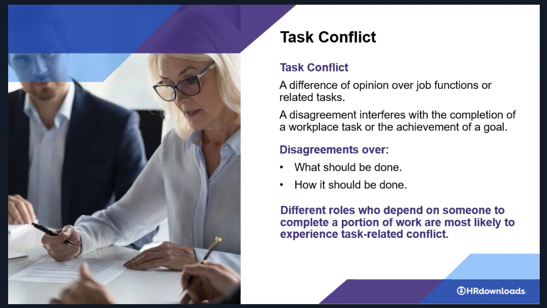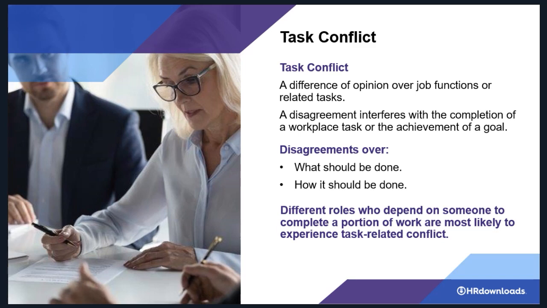Now, task conflict, on the other hand, is a difference of opinion over job functions or related tasks. This occurs when a disagreement or argument interferes with or prevents the completion of a workplace task or the achievement of a goal. These conflicts can be caused by personality differences, but task-related conflict is mostly a result of differing approaches to work processes and procedures.